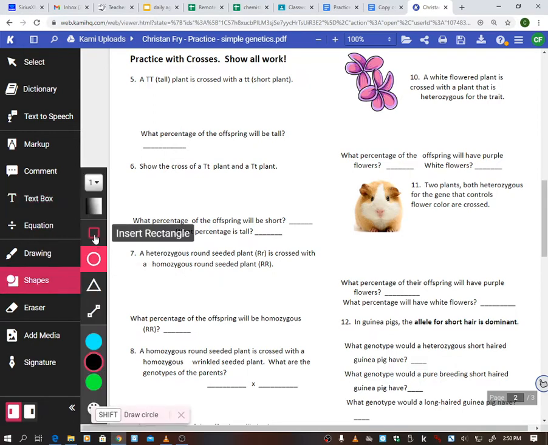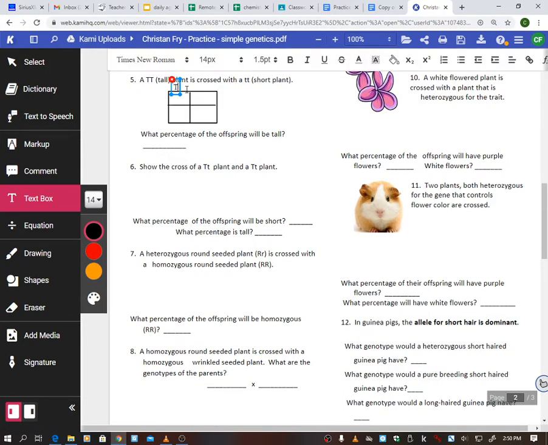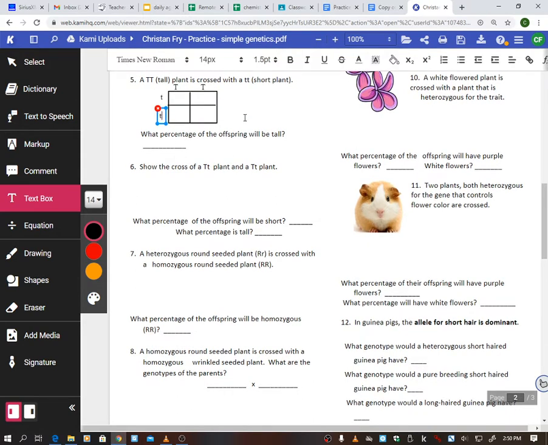So I'm going to put a square up here. Get my line. Oop, my boxes are a little off, but that's okay. All right, so my text box. I've got one plant that is a capital T and a capital T. I have another plant, this short plant, that is a lowercase t and another lowercase t.